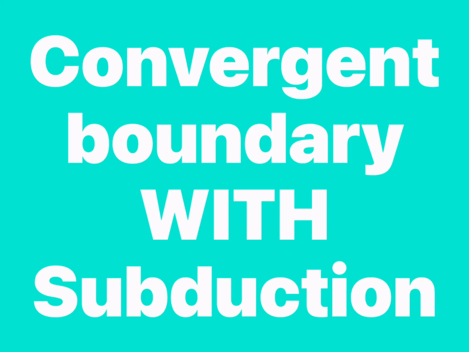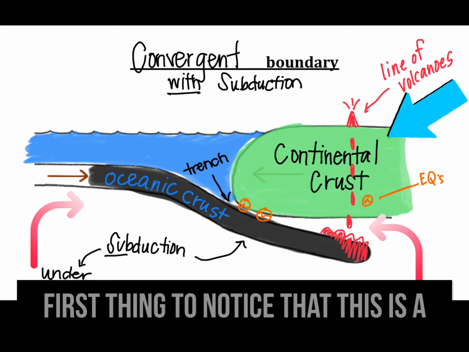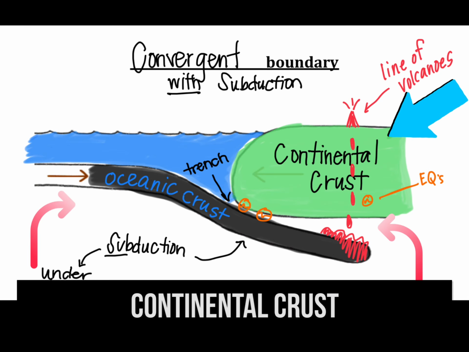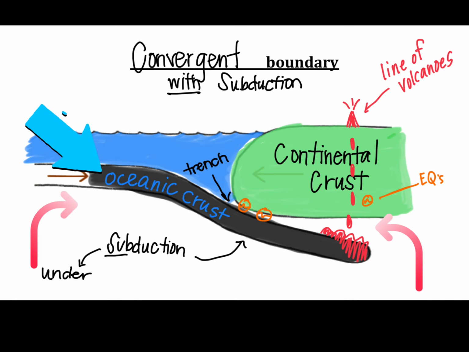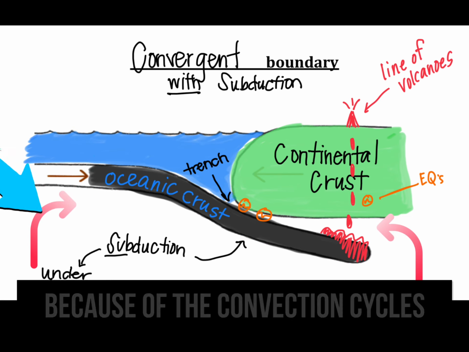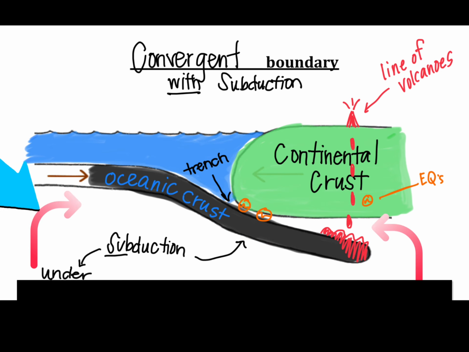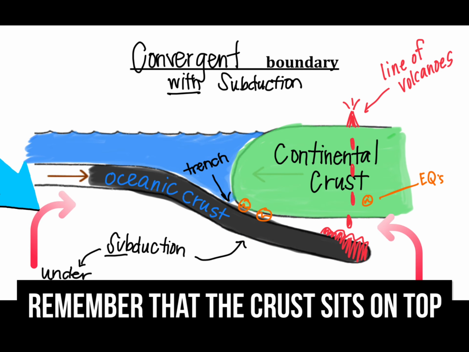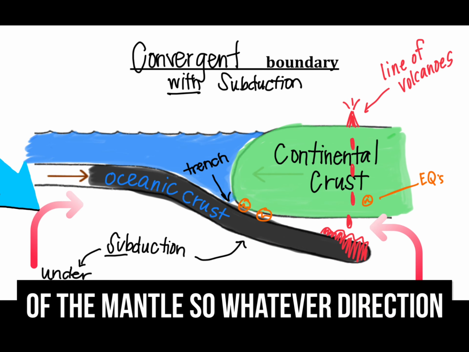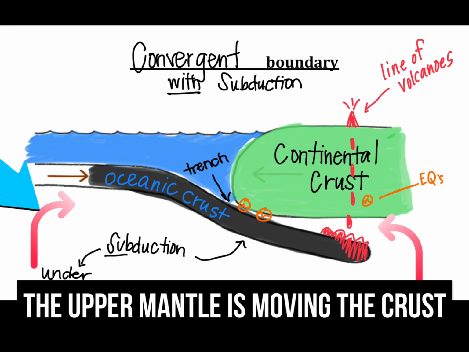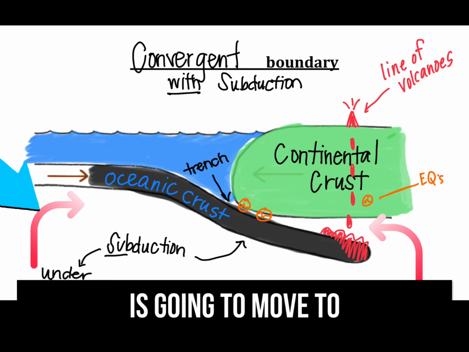This video will walk you through a convergent boundary with subduction. First thing to notice is that this is a continental crust because of the convection cycles moving together in the mantle. Remember that the crust sits on top of the mantle, so whatever direction the upper mantle is moving, the crust is going to move too.